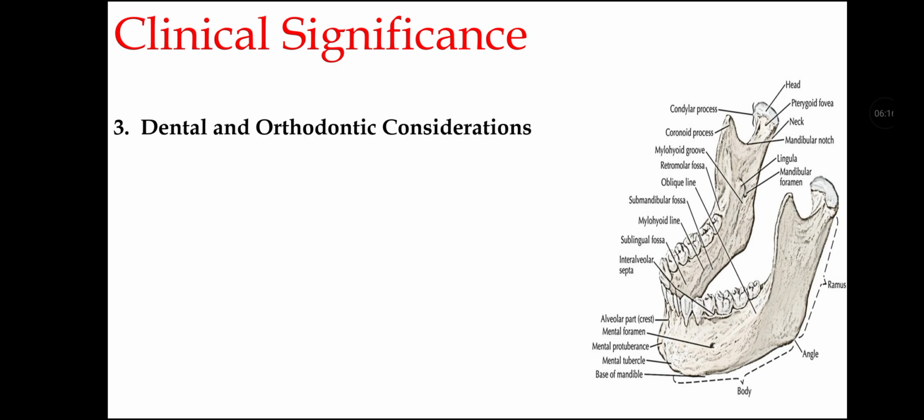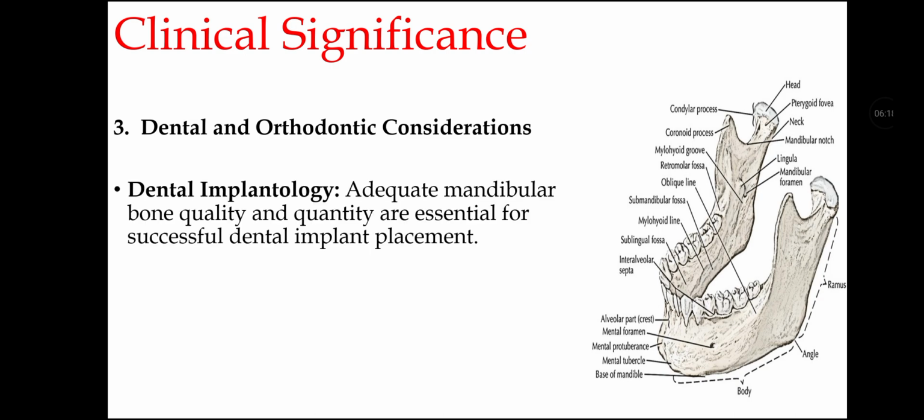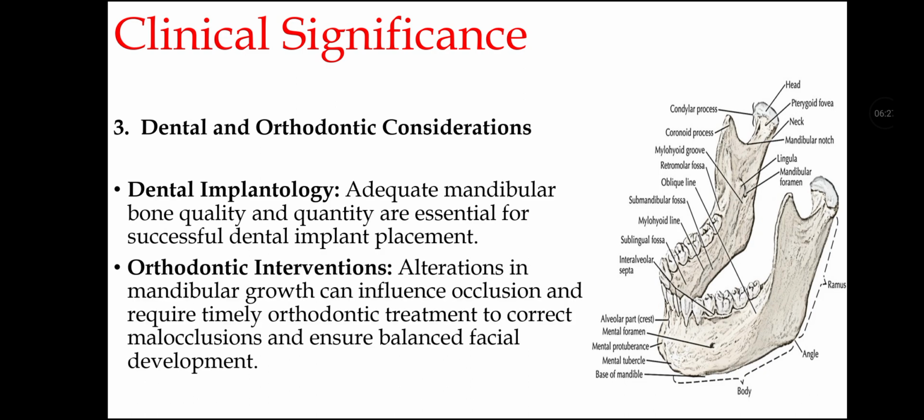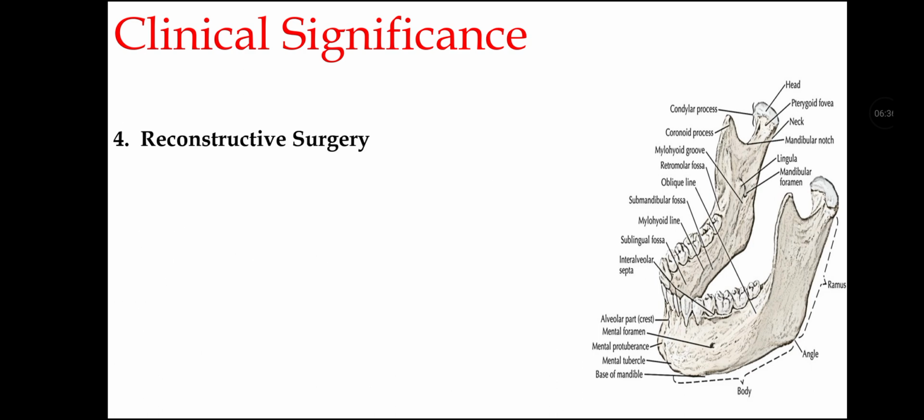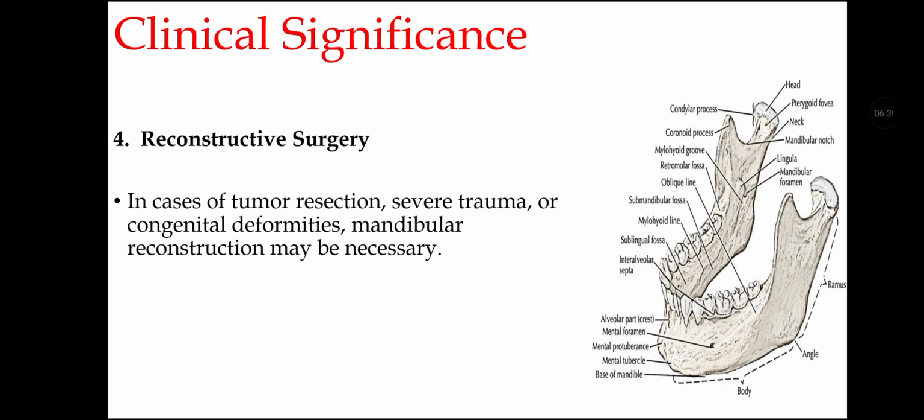Then there are dental and orthodontic considerations of the mandible. Dental implantology. Adequate mandibular bone quality and quantity are essential for successful dental implant placement. Orthodontic intervention. Alteration in mandibular growth can influence occlusion and require timely orthodontic treatment to correct malocclusion and ensure balanced facial development. Then it has reconstructive surgery.